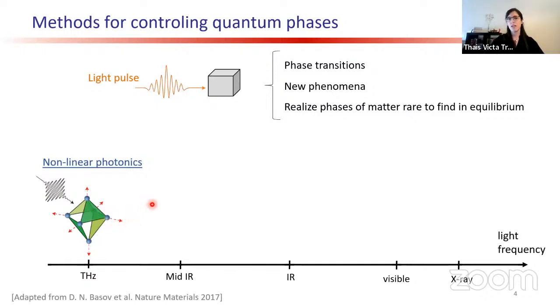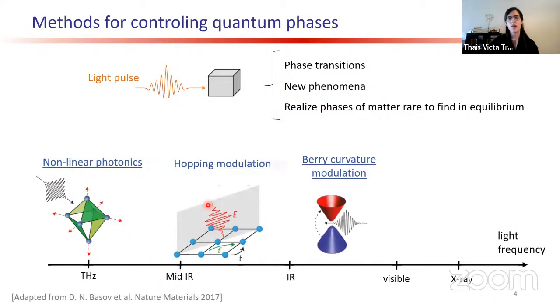And these deformations will be felt by the electronic degrees of freedom, and we can drive phase transitions by doing this. This is a field of research that is known as non-linear photonics. Now, if we increase the light frequency a bit more to the mid-infrared and infrared range, we can couple the light directly with the electronic degrees of freedom. And if we do this, we can change the electronic hoppings in a lattice.